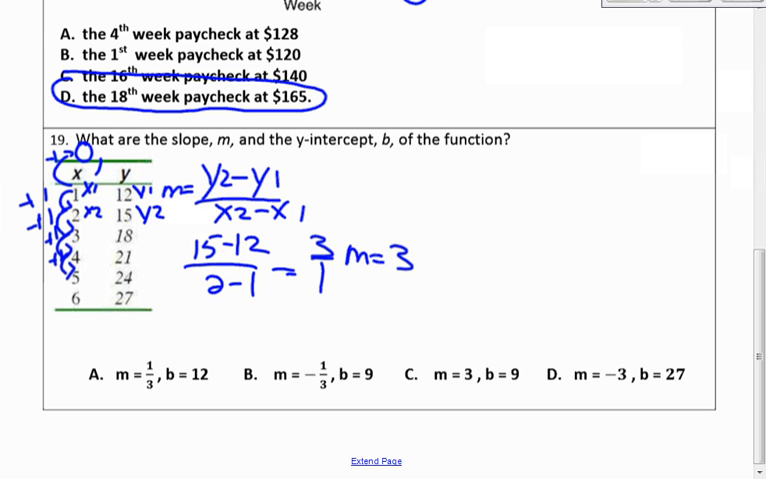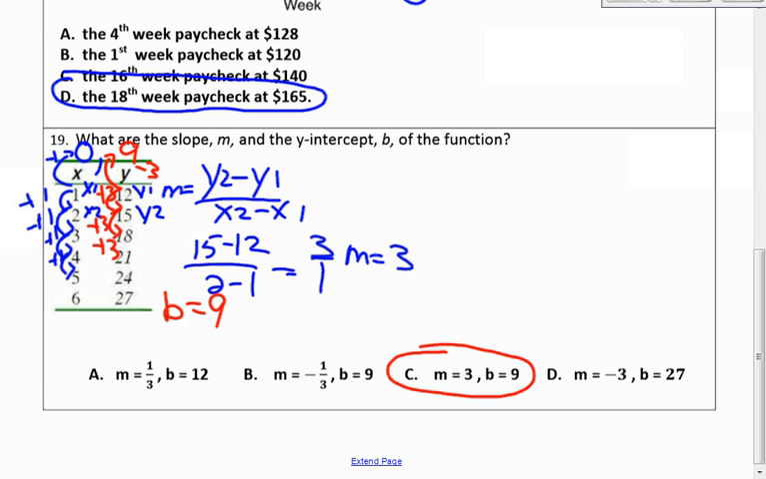The pattern along the y's, if you're going from 12 to 15, 15 to 18, 18 to 21, you're increasing by 3: plus 3, plus 3, plus 3. So to work backwards and figure out what coordinate matches up with the 0, you would do minus 3, and 12 minus 3 is 9. So the y-intercept is b equals 9. So I could see that C is my answer choice.